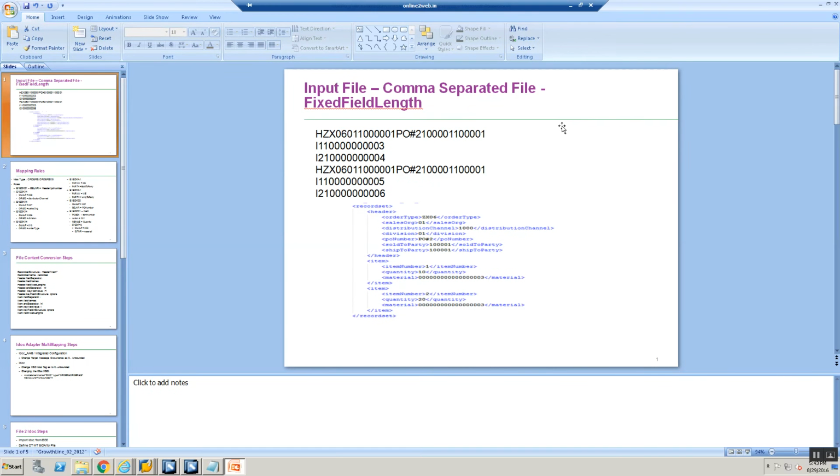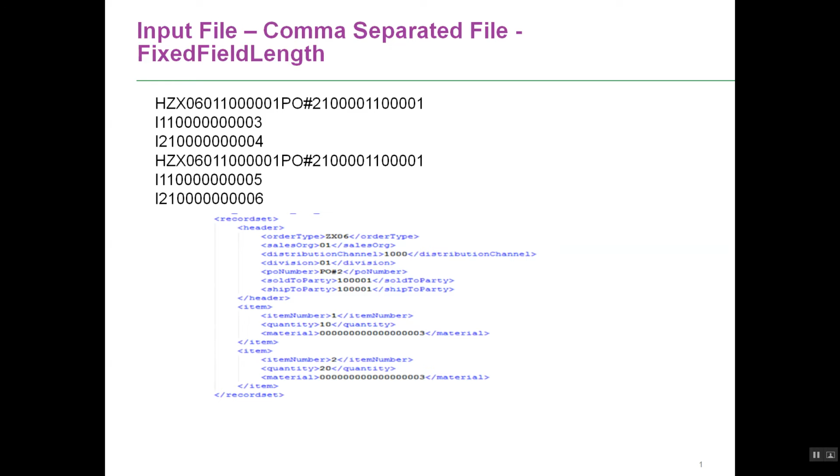Welcome back. In this session, we will be looking at a file to IDoc scenario, and that file to IDoc scenario is going to deal with two different new concepts. First, as in the previous session, we saw that the file was a comma separated file. Now we are going to look at a file that is a fixed field length file.